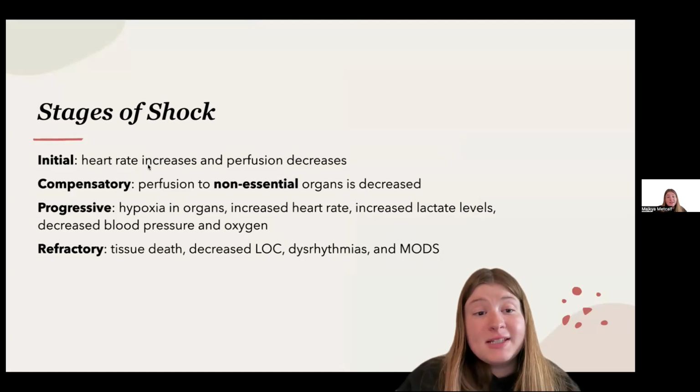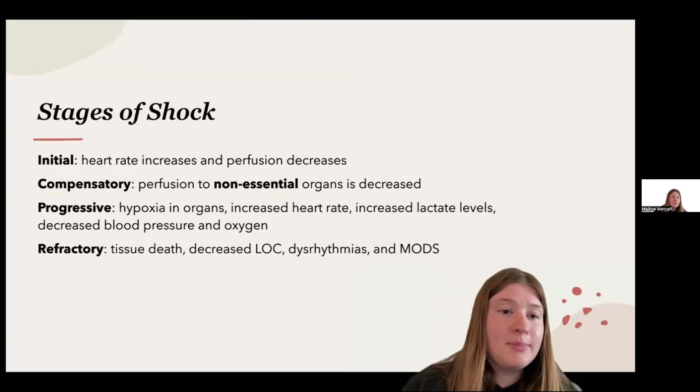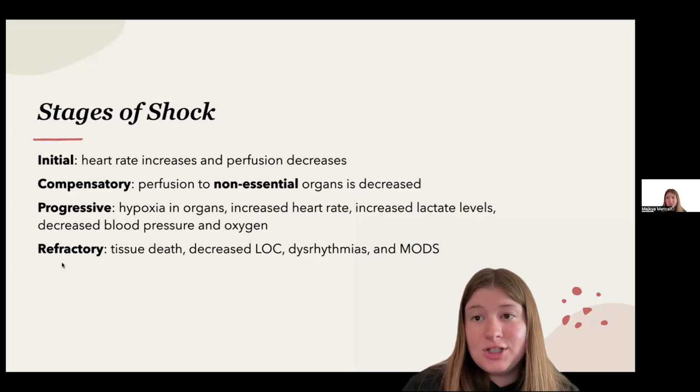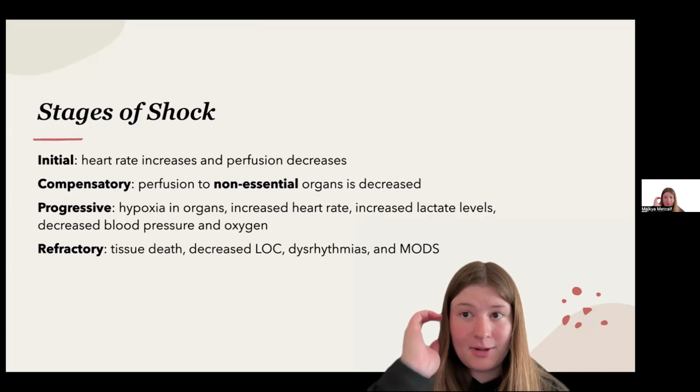In the progressive phase of shock, we're going to see hypoxia, or low oxygen levels, in our organs. The patient's heart rate's going to be really high. Their lactate levels will come back pretty high. And then we'll also see decreased blood pressure and oxygenation. And then finally, in the refractory period, we're going to see tissue death. They're going to have decreased level of consciousness. They might have dysrhythmias. And then they might also present symptoms of MODS, which we will talk about later on.